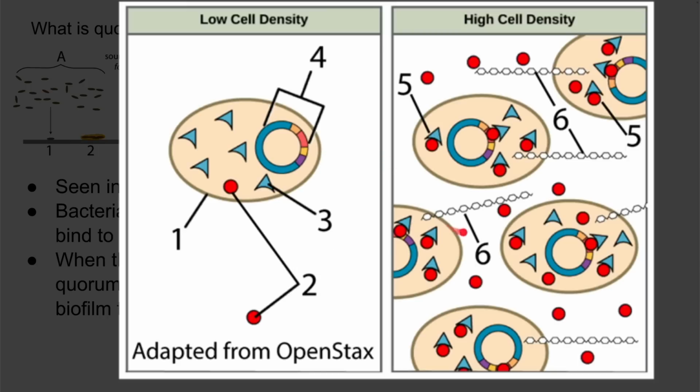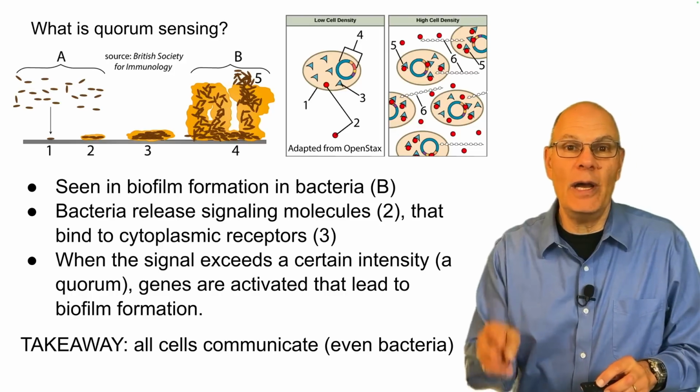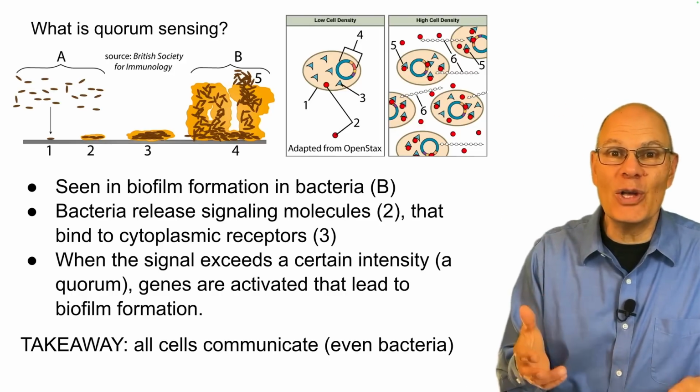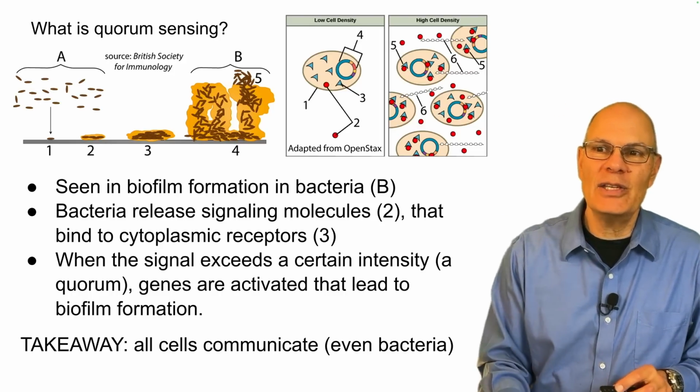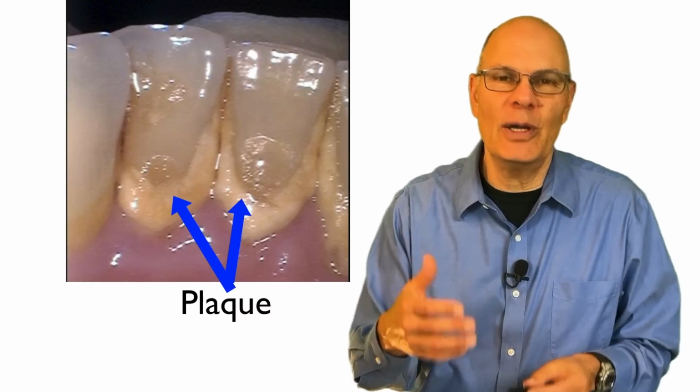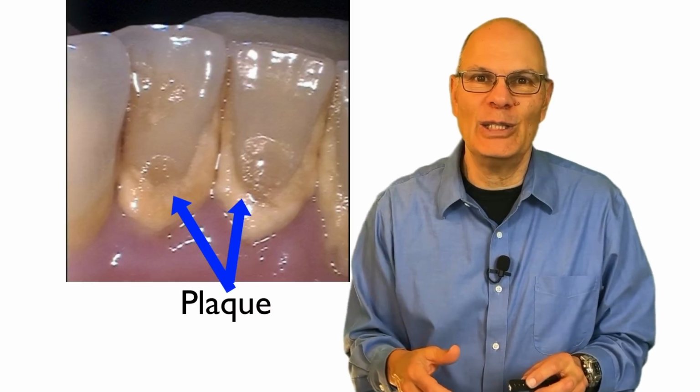When the signal exceeds a certain intensity, so when there's a lot of cells around, that's a quorum. And those signals will be binding with the receptors, and that will activate genes. And that gene activation will lead to the expression of, for example, in this case, it looks like what these cells are doing is they're producing a biofilm, a polysaccharide that forms that biofilm. What's the takeaway? Twofold. The first is that all cells communicate, even bacteria, and the second is that you should brush your teeth so that you don't get a buildup of biofilm leading to plaque.